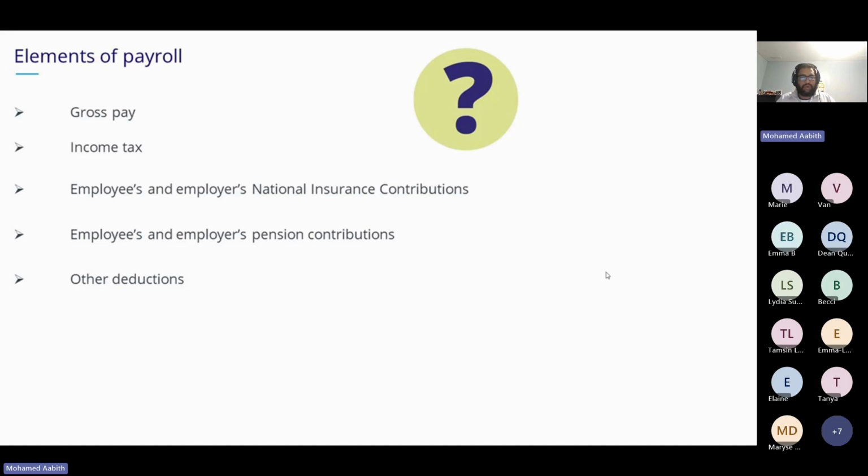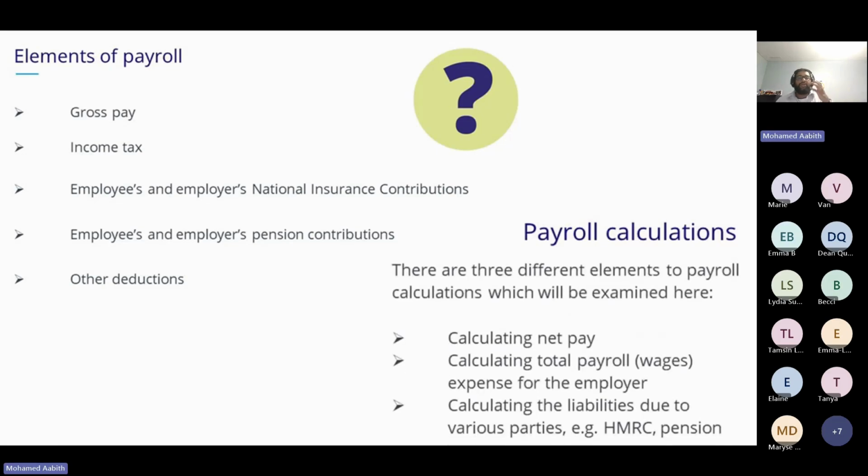So here, let's quickly look at it. What are the payroll calculations we're going to do? They'll ask you sometimes. There are 3 different elements to payroll calculation, which will be examined here. How to calculate net pay, what you take home. Calculating the total payroll expenses for the business, that means how much it costs to employ you. And calculating the liability due to various parties such as HMRC and pension.